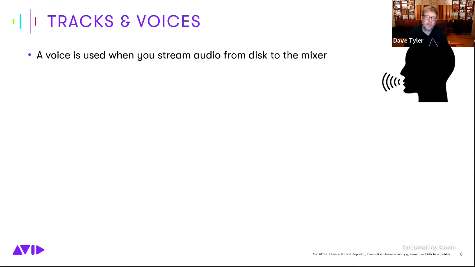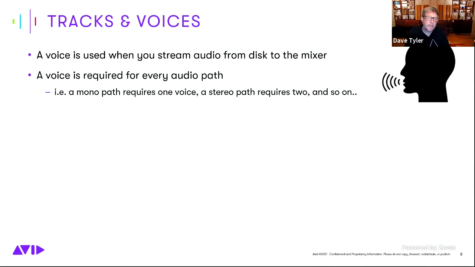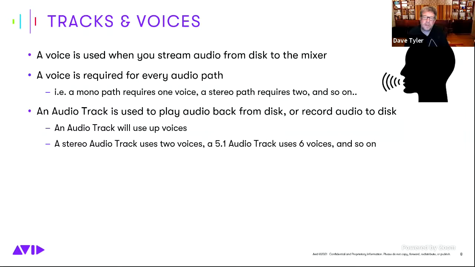In a Pro Tools system, we use the terminology of a voice, which is used to stream the audio from disk into our mixer. A single voice is required for every audio path. So a mono path is 1 voice, stereo is 2, 5.1 is 6 voices, and so on. In the Pro Tools world, it's an audio track that's used to play back that audio from disk. So a stereo audio track will be using 2 voices, and a 5.1 audio track will be using 6 voices, and so on.